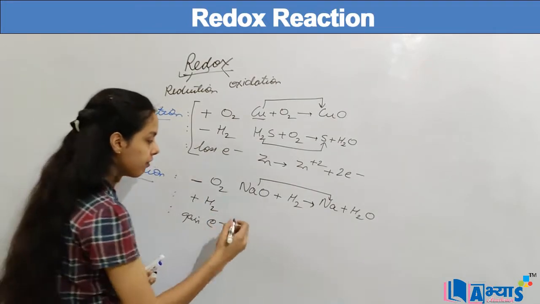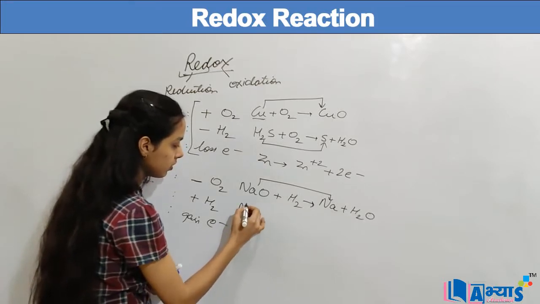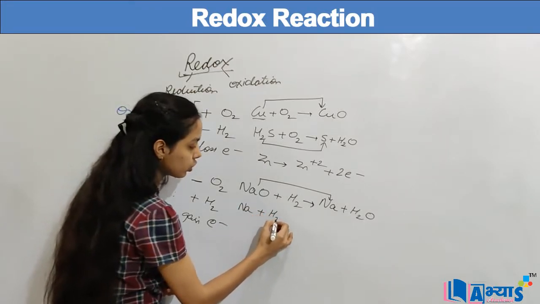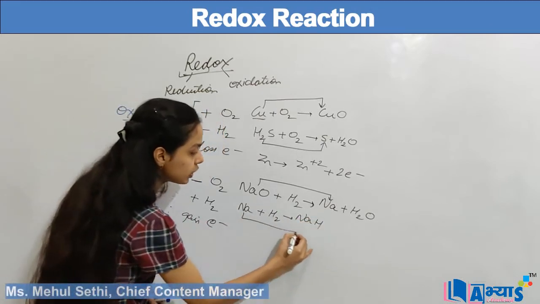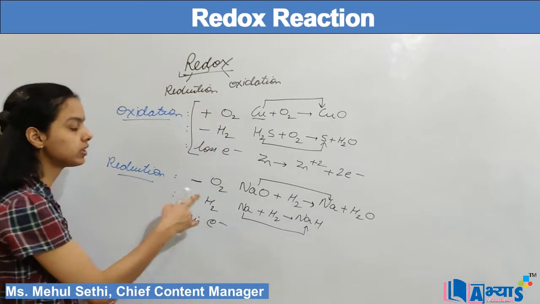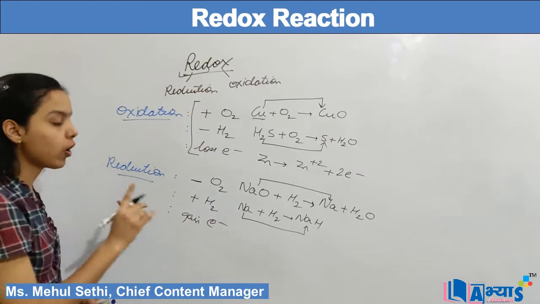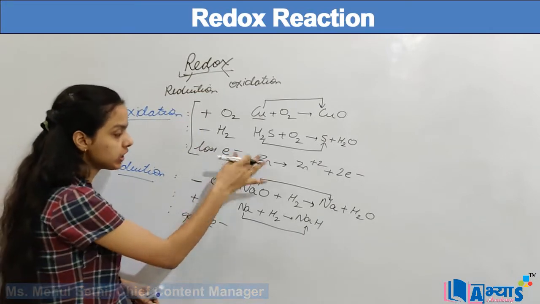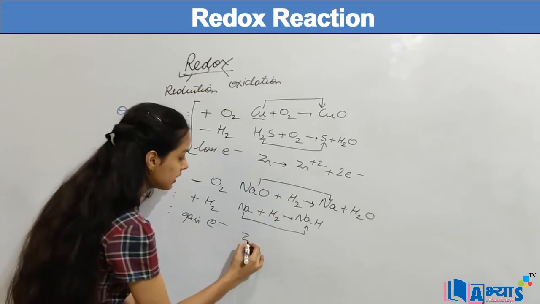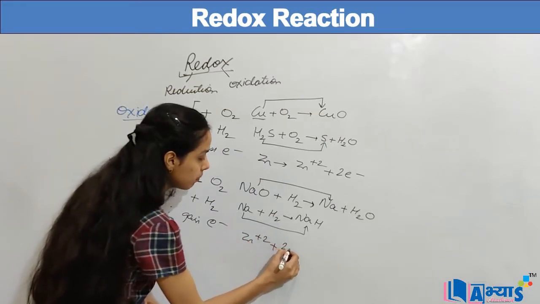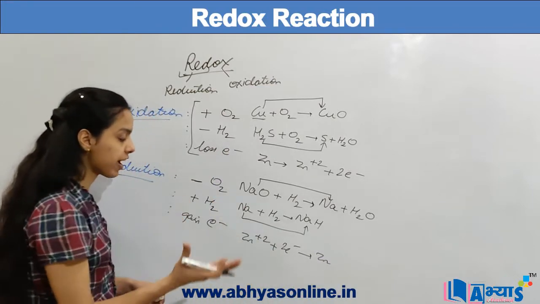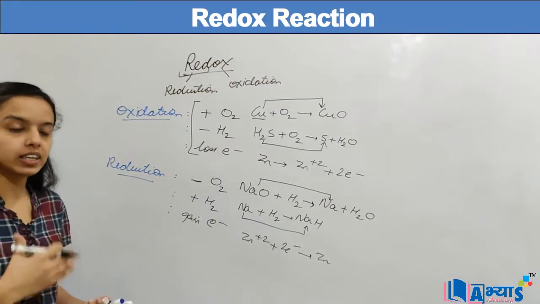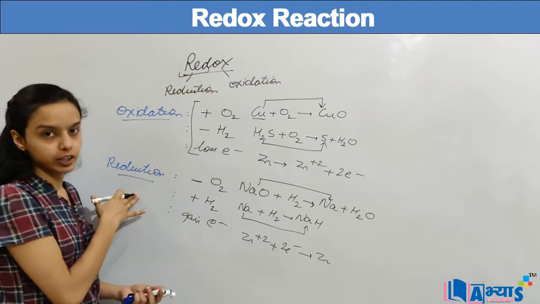Now when I have sodium reacting with hydrogen, it will form sodium hydride. Now there is addition of hydrogen. That means it is a type of reduction reaction. Now in the case of electrons, it is just the opposite. That means Zn2+ plus 2 electrons will give zinc. That means the 2 electrons have been added or gained. That is why it is known as a reduction reaction.